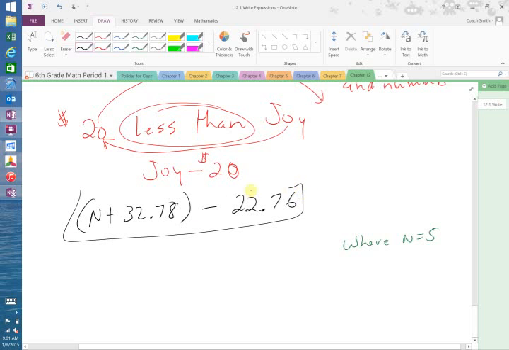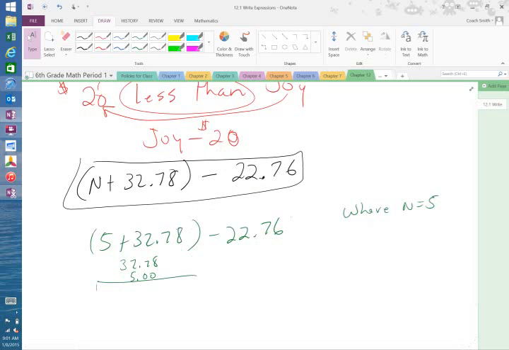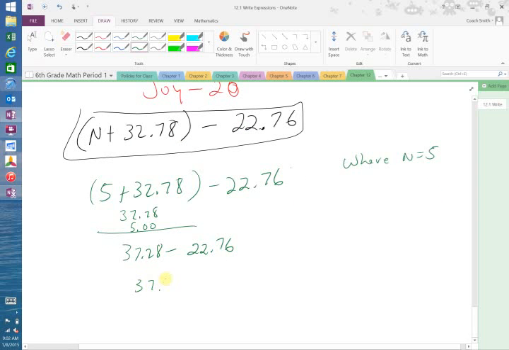There's your first answer. Now we plug in and say 5 plus 32.78, parentheses, minus 22.76. Well, this is 32.78 plus 5, which is 37.78 minus 22.76. Then I subtract those two by lining up the decimals. And you subtract it, and whatever that answer is, that's your answer.